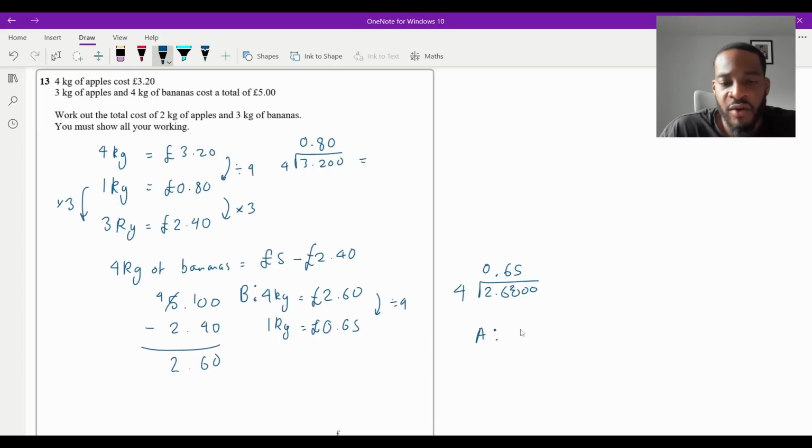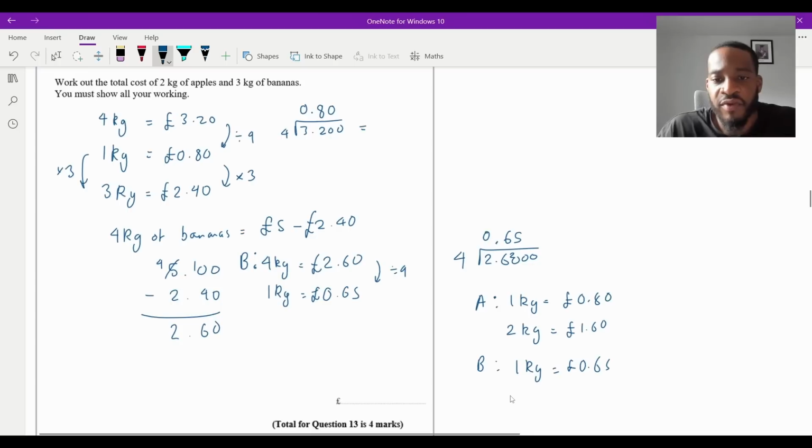We know that 1 kilogram of apples was equal to 80p. So doubling that, 80p doubled is just going to be £1.60, isn't it? And then 3 kilograms for bananas, right? 1 kilogram of bananas is 65p.